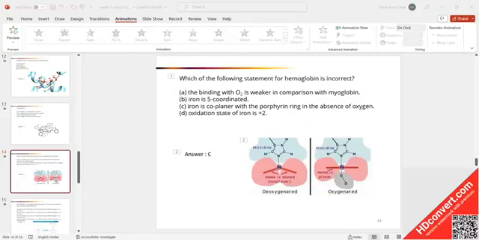Okay, so let's move to the next question. Hemoglobin is an oxygen carrying protein. What is the correct statement about oxyhemoglobin? This question is about the oxidation state of iron in oxyhemoglobin, and also the oxidation state of the oxygen that has been bound.